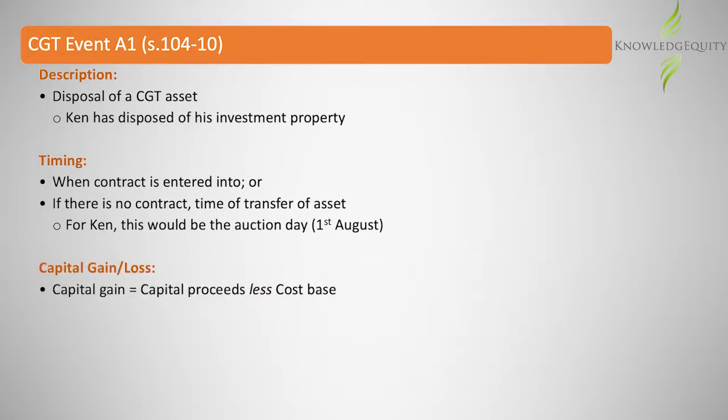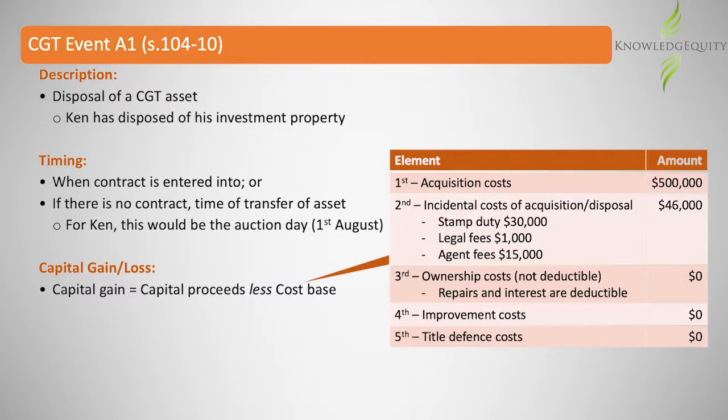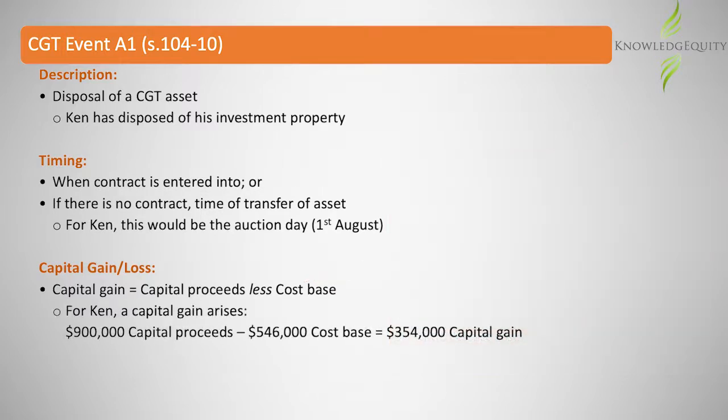Ken's capital gain is his capital proceeds less his cost base. His capital proceeds would be what he sold the property for, being $900,000. The cost base consists of 5 elements, although amounts that have already been deducted or are deductible, such as repairs and interest on investment property, are not included in the cost base. His total cost base is therefore $546,000. Ken's capital gain is $354,000.